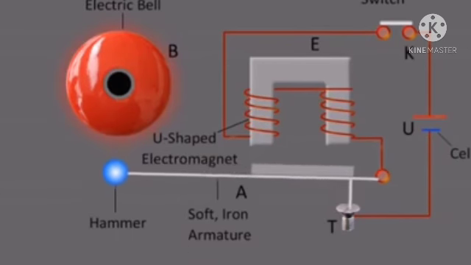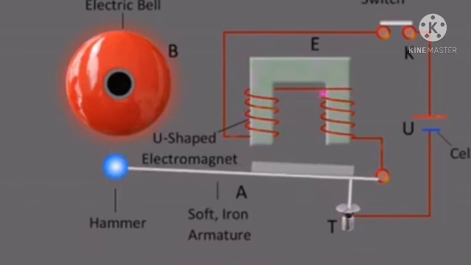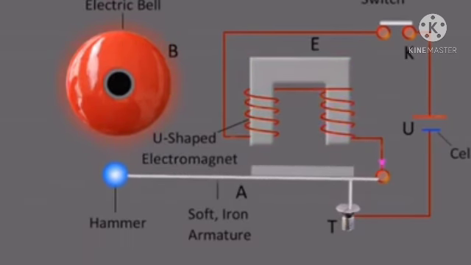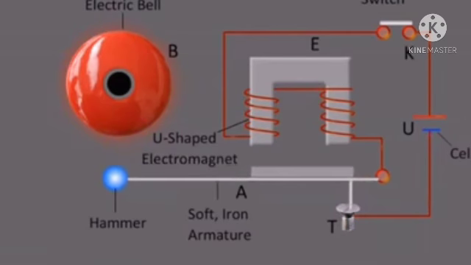When electric current is allowed to pass through the circuit, the iron core of the solenoid gets magnetized and attracts the soft iron. When the armature moves towards the poles of the solenoid, the circuit breaks and the solenoid loses its magnetism. Then the armature with the hammer returns to its original position. These are all effects of the electric current.